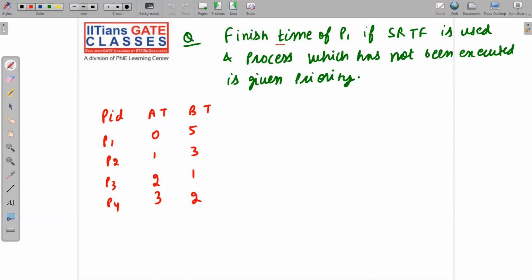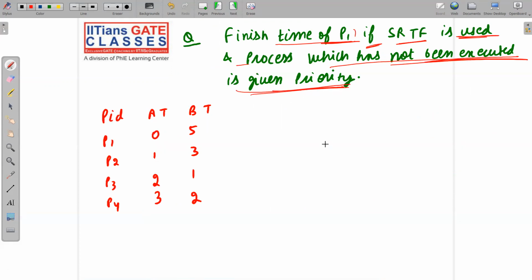Yes, so the next question is the finish time of P1. I have written the question in shortcut form just to save time. They want to ask: if SRTF is used and the process which has not been executed is given priority, what is the finish time of P1?